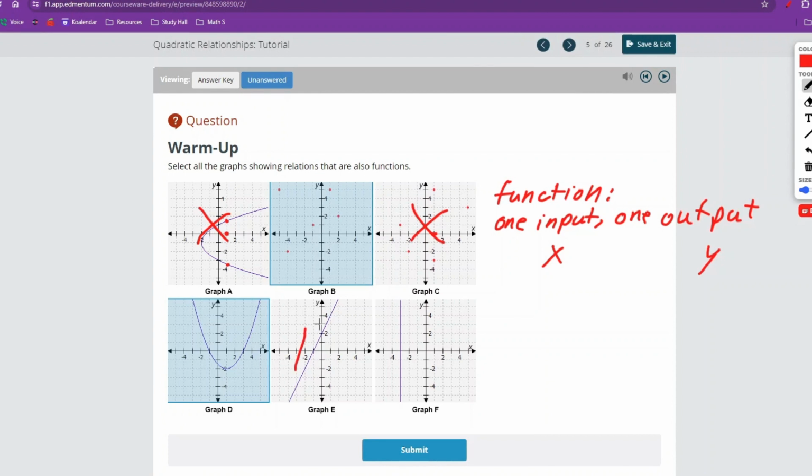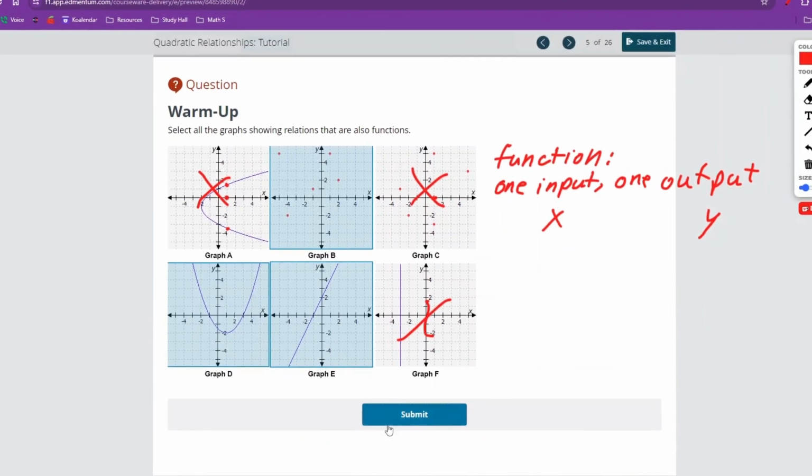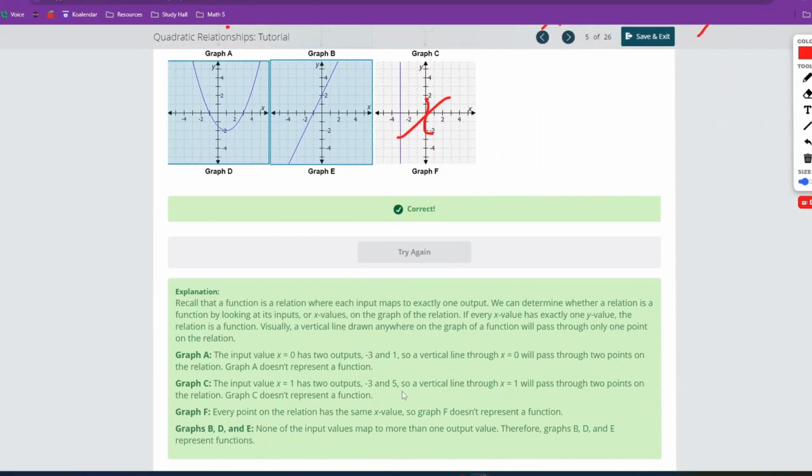This passes the vertical line test at any one line at any given point. There's only one y value for every x value. Here is the exact opposite. There's only one x value given, but there are a bunch of y values. There are an infinite amount of y values seemingly. So this one is not going to be a function. So let's go ahead and check our answer. And that seems to be correct.